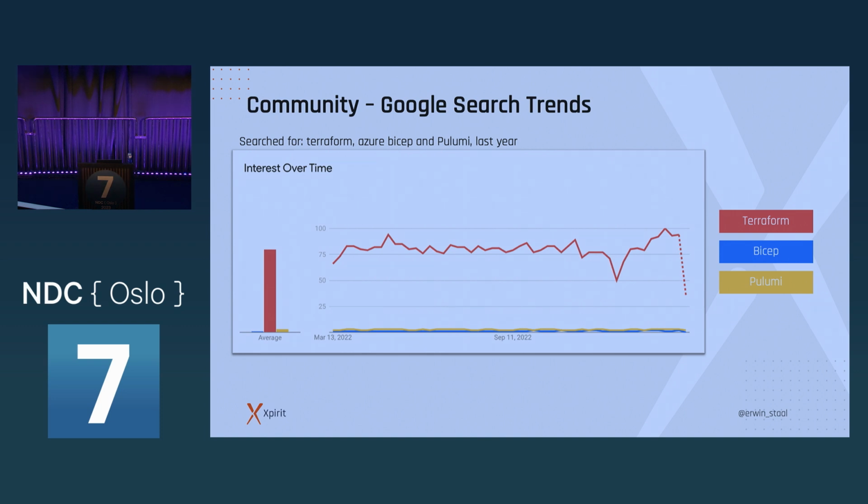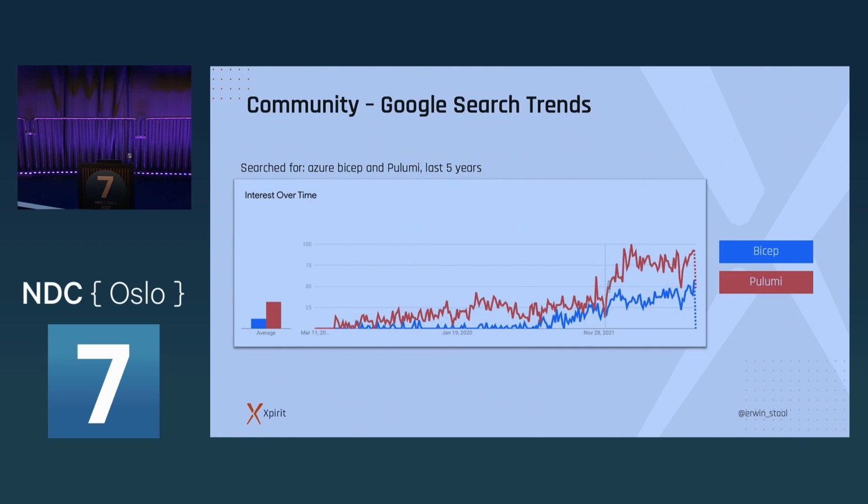But then this is what you see. Terraform is by far the clear winner, and you can't even differentiate the other two, right? So what I did, I zoomed in on just the other two, and this is the last 5 years. And this is then what we see for both of these tools. You obviously see that Bicep starts somewhere a bit later. It's a bit newer compared to Pulumi. And then we see that Pulumi is apparently searched for a bit more than the search term Azure Bicep.